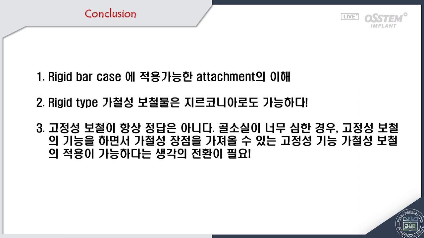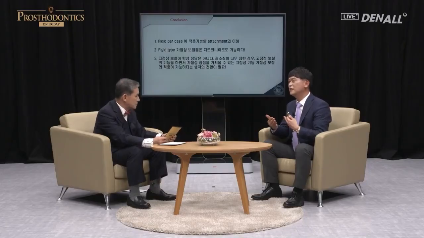Let me read the conclusion. The attachment should be applied to rigid, not moving, removable prosthesis, and zirconia should be used in this case only, and you need to use dedicated attachment for this case. Zirconia can be used as it is for fixed prosthesis as well. Gingiva is added and cleaning and aesthetic functions are added. Fixed prosthesis is not always an answer. When bone loss is quite severe, fixed plus removable prosthesis can be used.